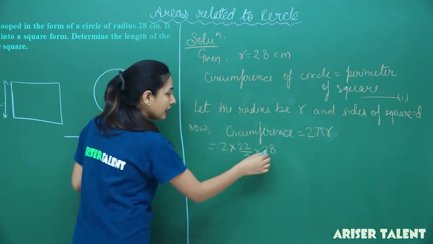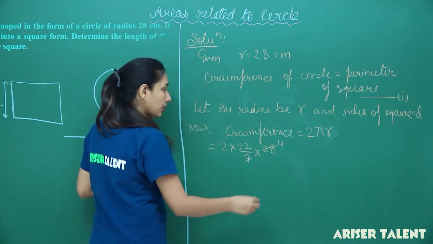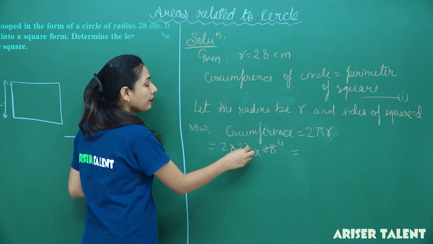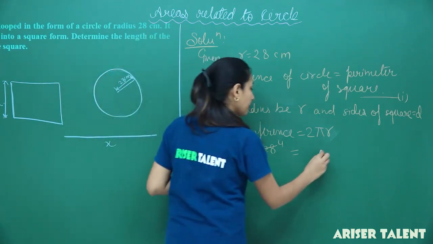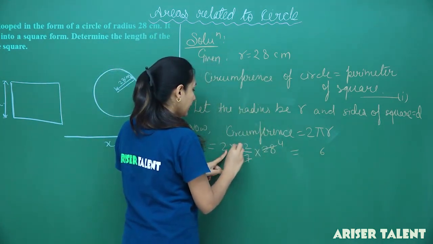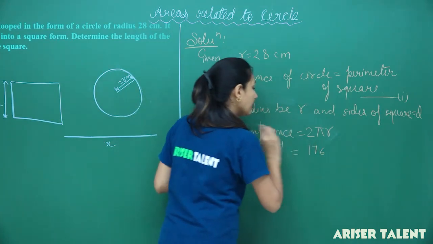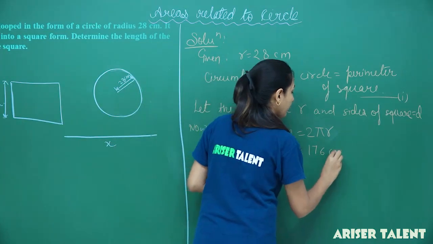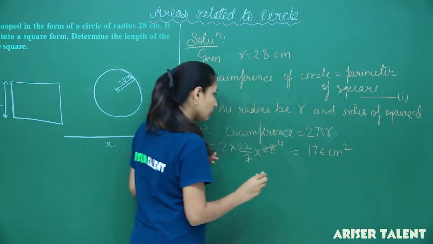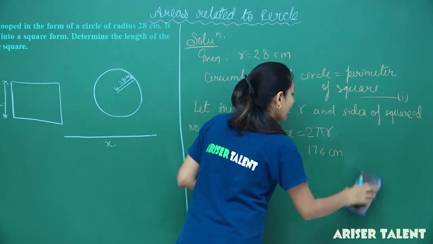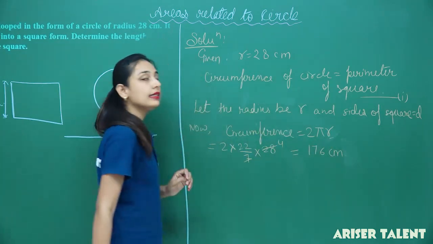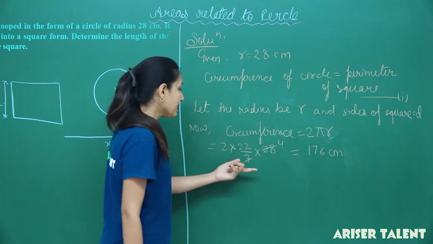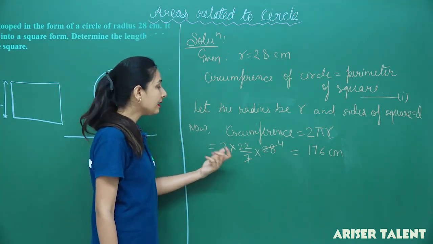So it will be cut by 4. Now that will be what? 4 2s are 8, and 8 multiplied by 2 and 2 will be 176 centimeter square. Why centimeter square? Sorry, it's centimeter. Why centimeter? Because the radius is in centimeter here. Okay, and pi has no unit, and this is 2.